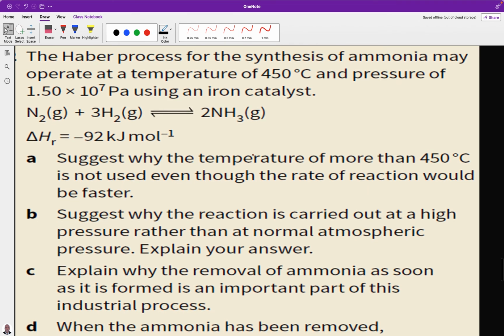The question is: this is an exothermic reaction. A. Suggest why a temperature of more than 450 degrees Celsius is not used even though the rate of reaction will be faster. Okay, remember, this is an exothermic reaction. An exothermic reaction will favor the production of more ammonia.